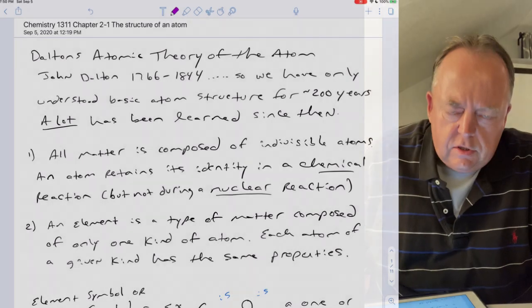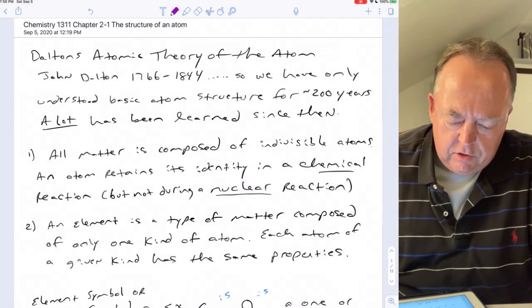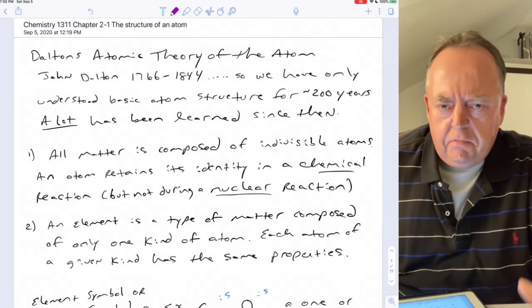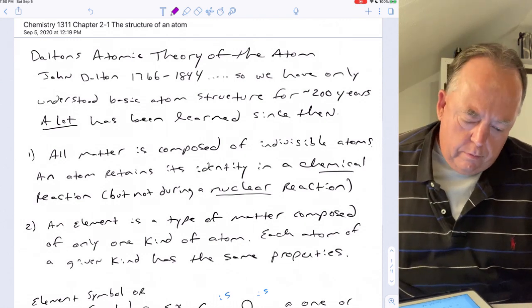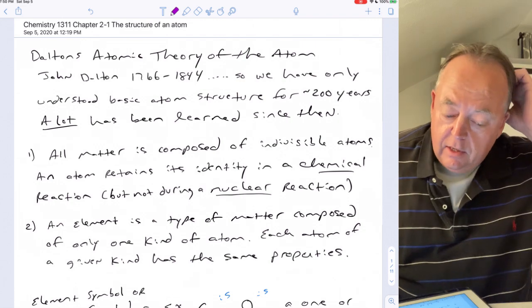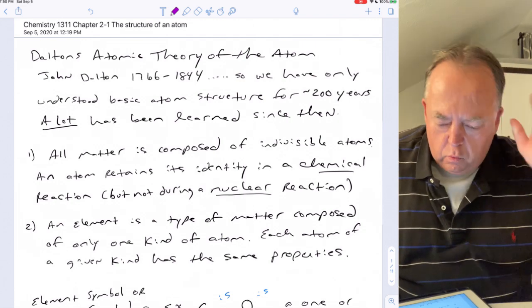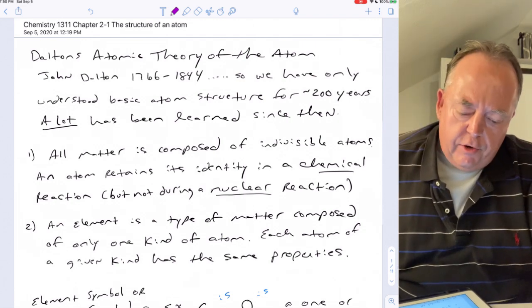So this will be the first lecture out of chapter 2. One thing that we cover in this chapter is the basic structure of the atom. So that's what this first lecture will be over, the basic structure of the atom. We'll start with basically Dalton's atomic theory of the atom.